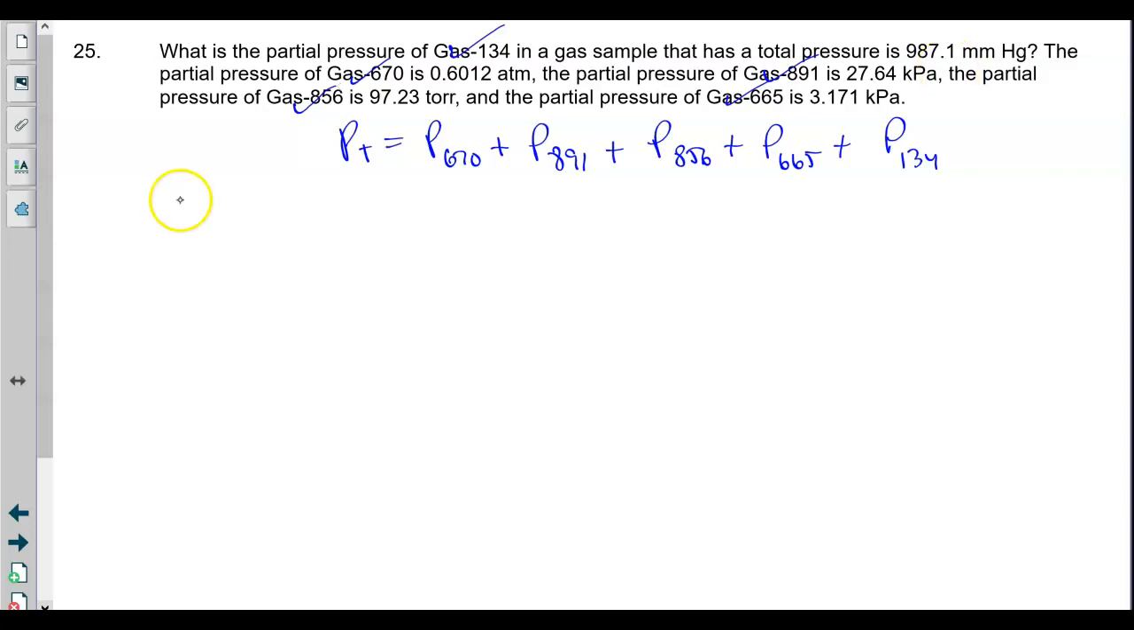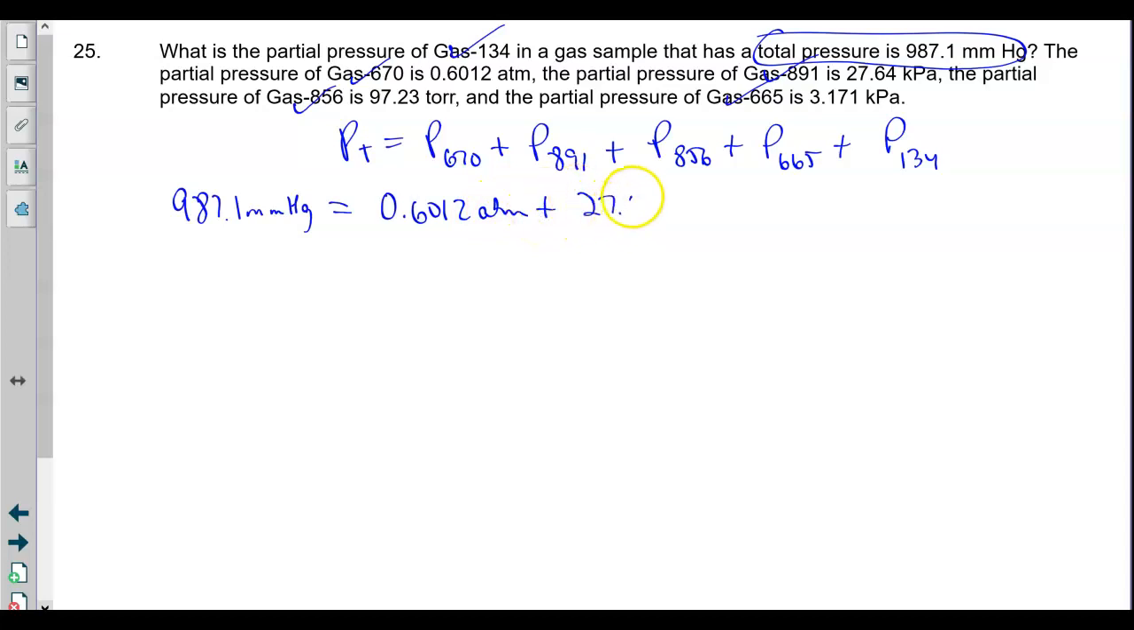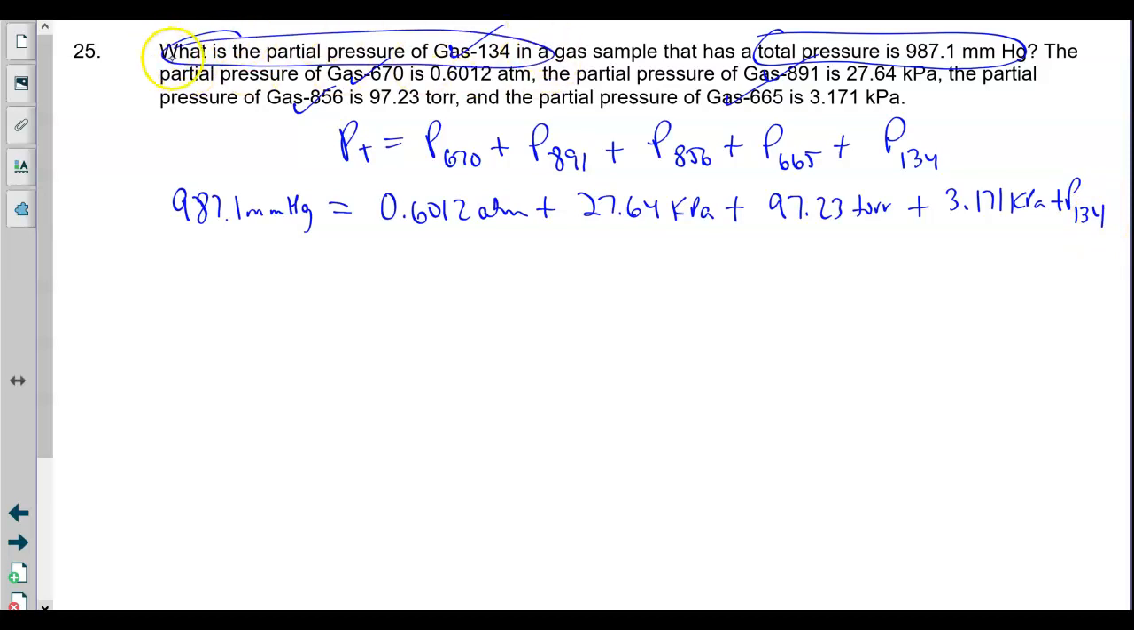container is equal to all the pressures of the individual gases inside the container. As I read this, I see that I have 987.1 millimeters of mercury for my total. It says total pressure right there. The pressure of gas 760 is 0.6012 atm. Pressure of gas 891 is 27.64 kPa. The pressure of gas 856 is 97.23 torr. The pressure of gas 665 is 3.171 kPa. And then we're looking for the pressure of gas 134. That's kind of hidden. It's right in the beginning, so you have to be careful. That's what we were solving for.